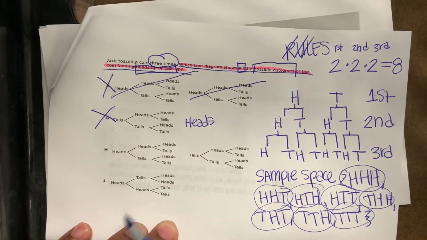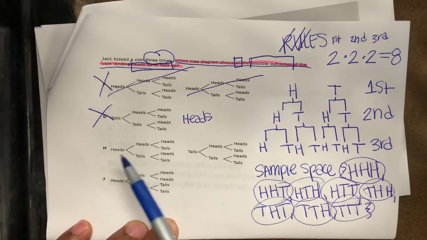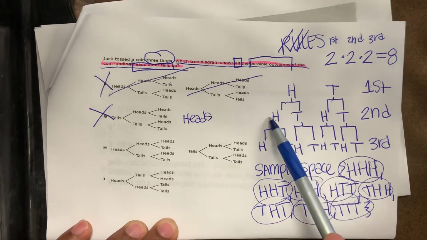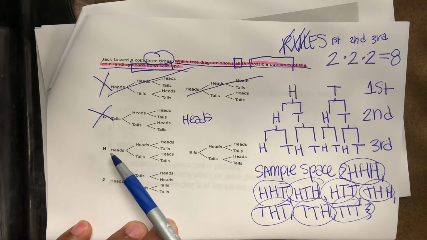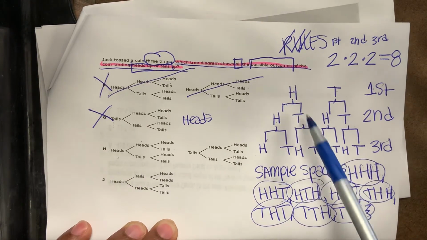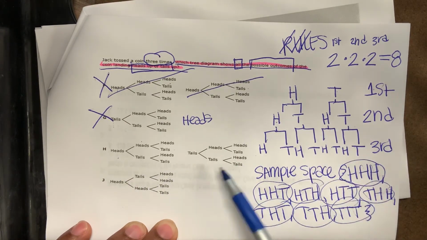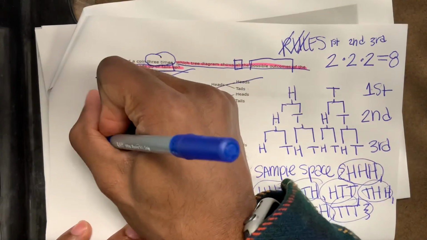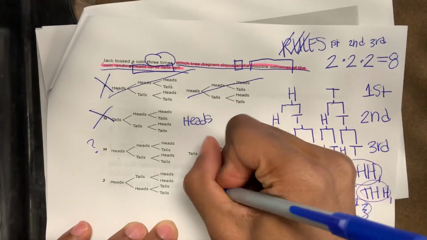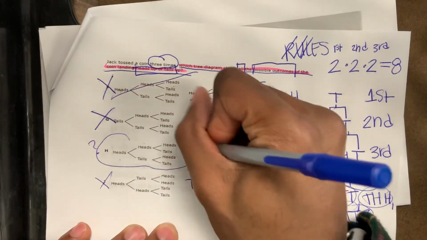This tree diagram, H, looks exactly like this one. Heads, heads, heads, heads, heads, tails, heads, tails, heads, heads, tails, tails. And then it does the same thing for tails. So the best possible solution so far is H. Let's look at J. J has heads, but it's missing tails. It's the exact opposite of G. So the answer, ladies and gentlemen, is H. H is our answer.